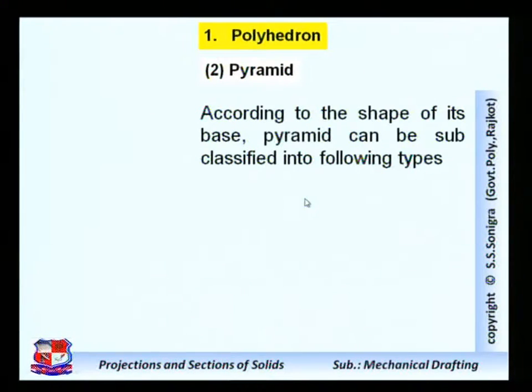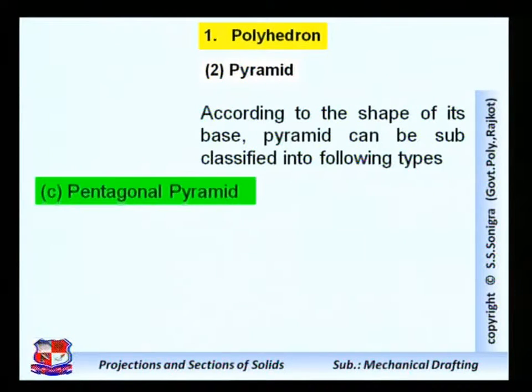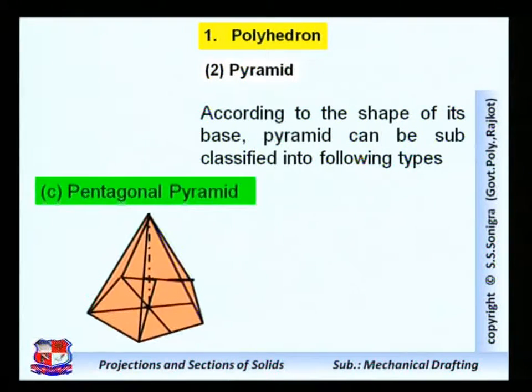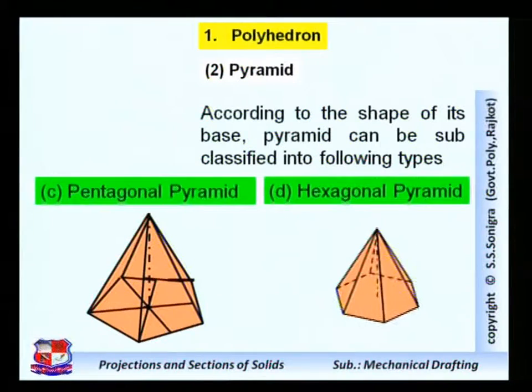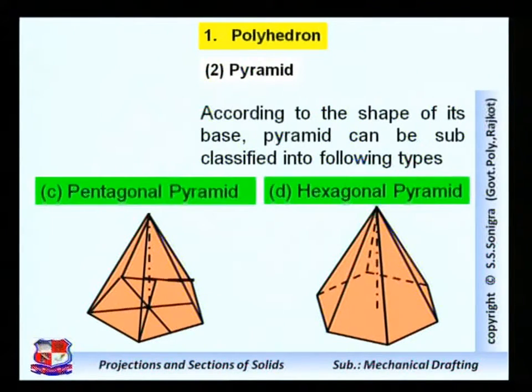According to the shape of its base, the pyramid can be subclassified as we have seen. Pentagonal pyramid means a pentagonal base is there and that is joined with the apex point, and hexagonal pyramid, a hexagonal base is there which is joined to an apex point or vertex point.